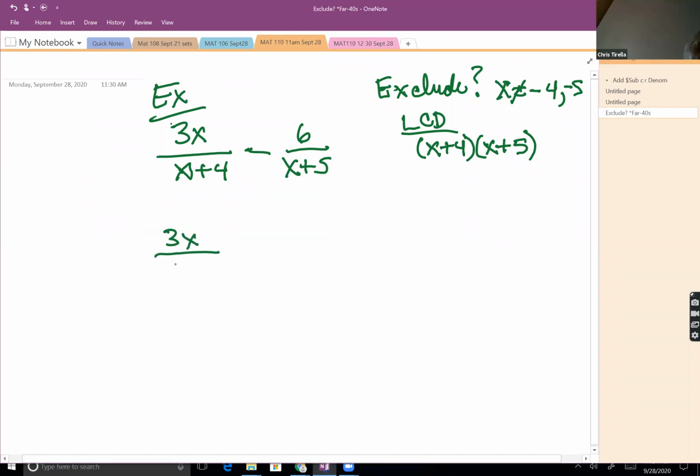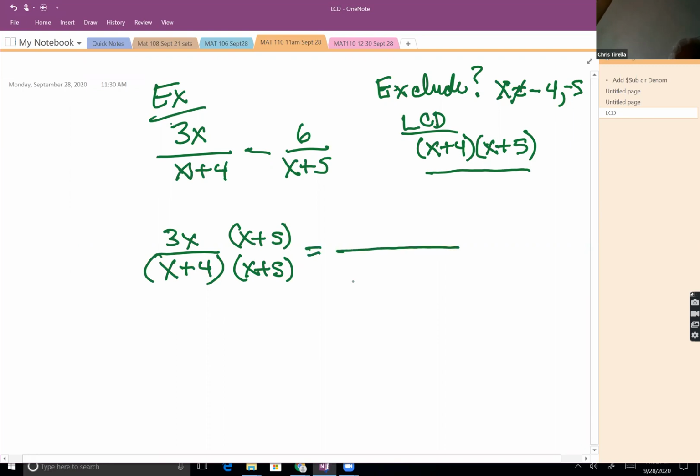So the first one where I have 3x over x plus 4, well, if my denominator is going to be x plus 4 times x plus 5, I need to multiply the denominator by x plus 5. So I'm going to multiply the numerator by x plus 5. In this one, in the denominator, I can be lazy. I'm going to leave it factored. In the numerator, I have to multiply it out. I'd have to distribute and get 3x squared plus 5x.